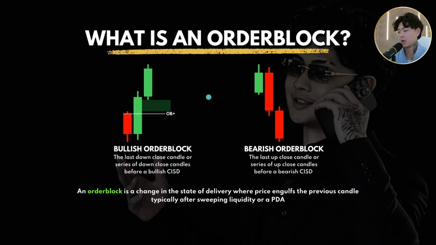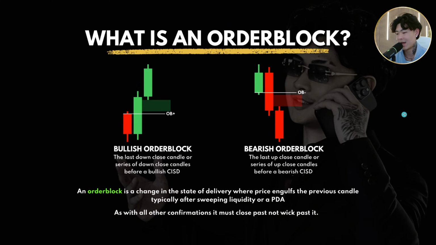Now, a bearish order block, on the other hand, is the last up close candle or series of up close candles before a bearish change in the state of delivery. You can see that candle engulfs the other candle. We have a fair value gap as well. That is not required, but it does add an extra bonus. And as with all confirmations, it must close past it, not just wick past that. So it has to be a true change in the state. And also, bonus points if it has a fair value gap, like I just said, adds a little bit of extra confluence.